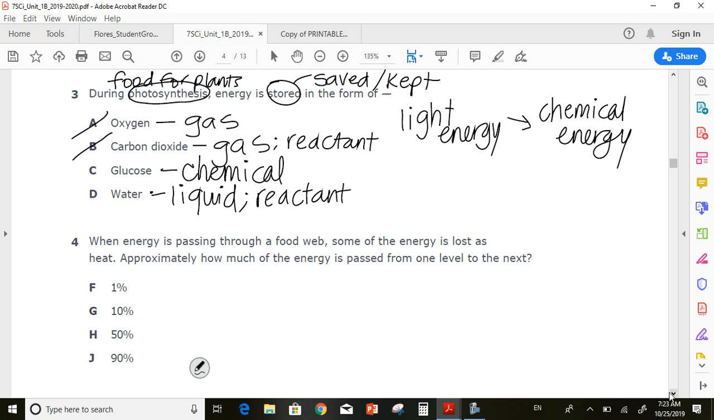Okay? And oxygen is a waste product. It exits. When you have waste or you have trash, you have to take it out. Well, the plant takes out the waste product. It doesn't need oxygen. So, it's crossed off. Carbon dioxide is a reactant. That's at the beginning. We don't need that. Glucose is a chemical. It stays in the plant.